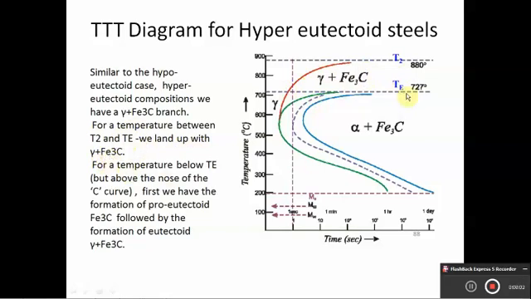For a temperature below TE, that is the lower critical temperature, but above the nose of the C-shape curve, first we have formation of proeutectoid cementite followed by formation of eutectoid, that is ferrite plus cementite. Because of more and more percentage of carbon, the C-shape curve will shift somewhat towards the right hand side. So the TTT diagram for 0.8% carbon will be different than the TTT diagram for a 1.2% carbon steel, or a hypoeutectoid steel such as a 0.4% carbon steel.